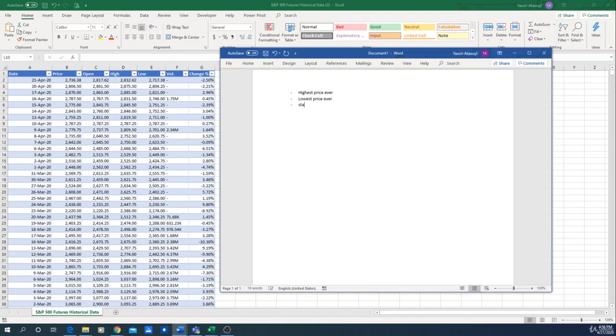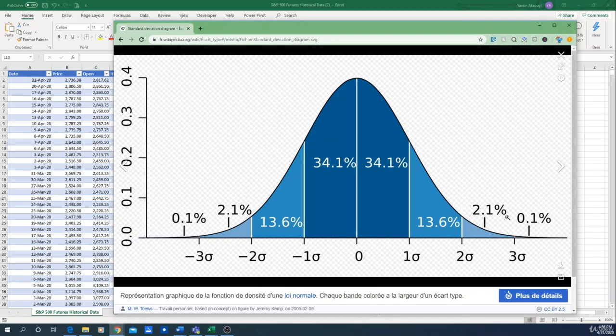So we'll write down standard deviation. And before we continue, I'll just explain why we want to calculate the standard deviation. First of all, let me just show you a little graph of what the standard deviation is. Standard deviation is this little thing right here. Usually, we'll need the standard deviation to be able to predict the future price range of this stock or ETF.